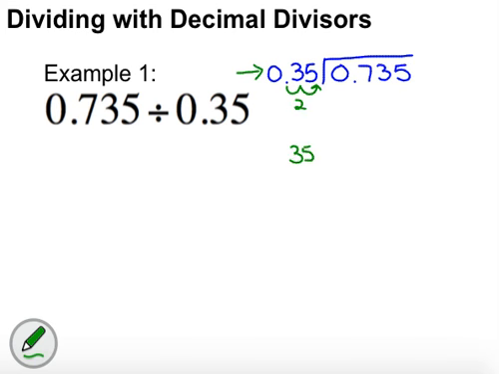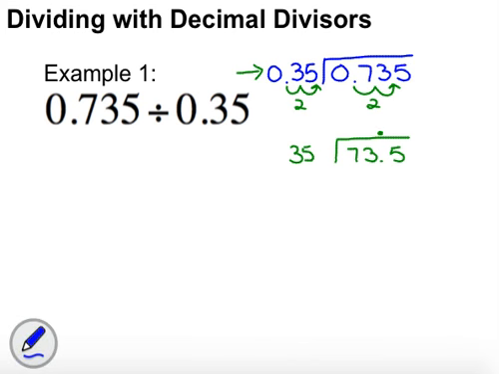So I have to also move this other decimal point in my dividend the same amount of places in the same direction. So I'm going to move it 2 places to the right as well. So my new problem becomes 35 going into 073.5. Now you'll notice we don't really need this 0 in the front. It's not holding the place for anything. So you can just think of it as 73.5 divided by 35. Now it's just like the previous problem. Bring your decimal point straight up and complete your division.